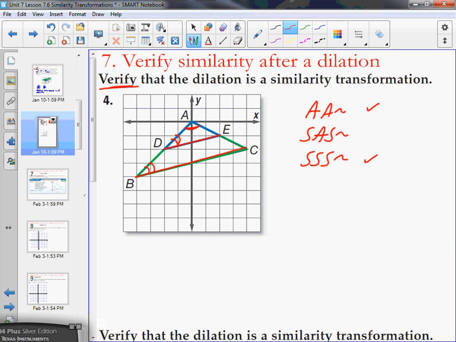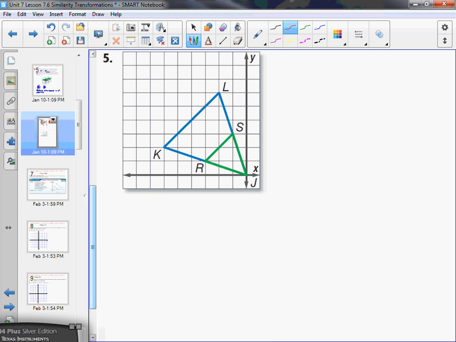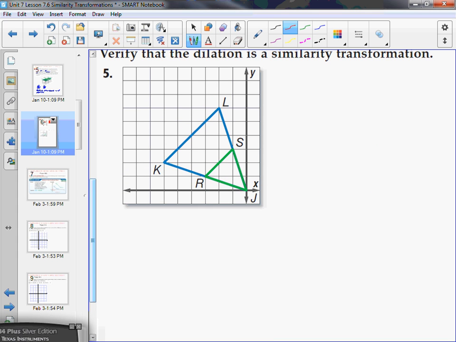All right? On one like number 5, it's also a triangle, so I'd be doing the same thing. I might find the slope of LK and the slope of SR, and if they are parallel, then I would know that that angle is congruent to that one. I would also know that that one's congruent to that one, and I can tell right off the bat angle J is congruent to itself, so that'd be one way. Another way, use the distance formula, find the length of all the sides, make your ratios, make sure they're equal to each other. So verifying takes work. That's just all there is to it.